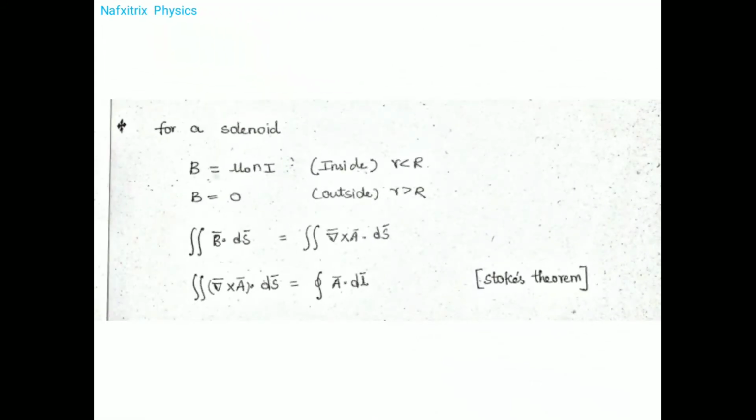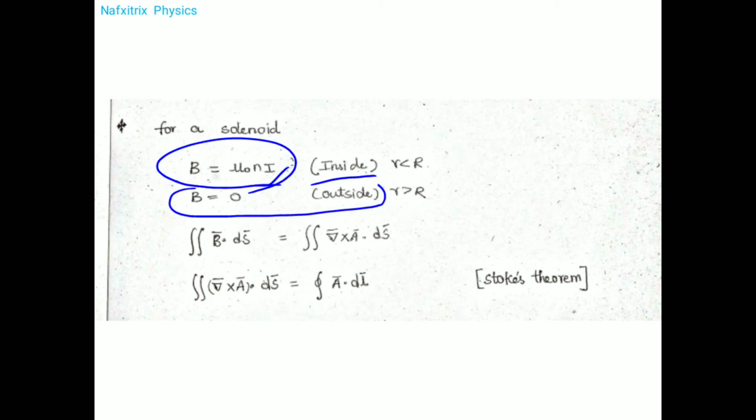According to the question, inside the solenoid the magnetic field is uniform, and that uniform value is mu 0 N i, where N is the number of turns per unit length. The solenoid has a certain number of turns. So this is the magnetic field inside, and outside it is 0, as provided in the question. Now we need to find the magnitude of A, that is, the formula for A and how it is going to vary with respect to distance.